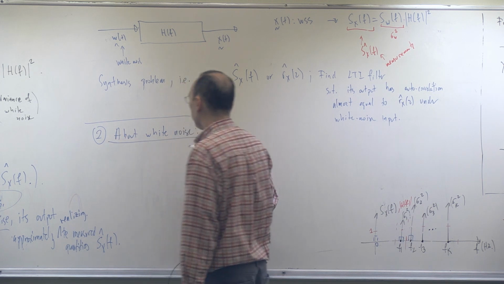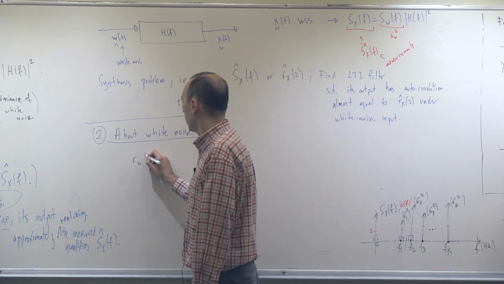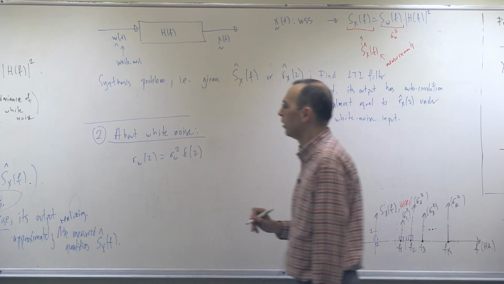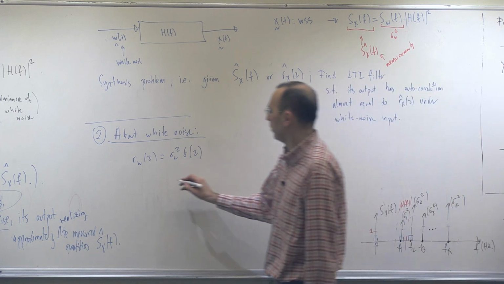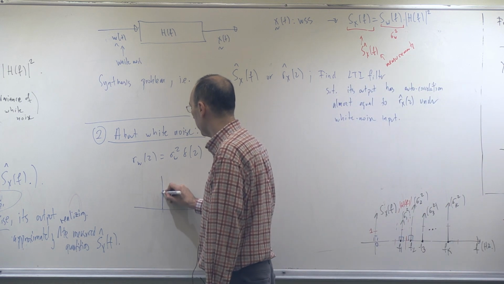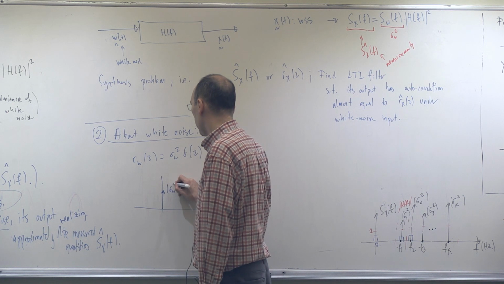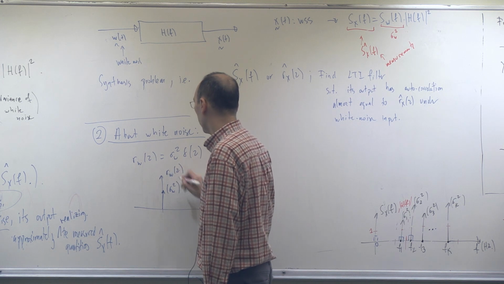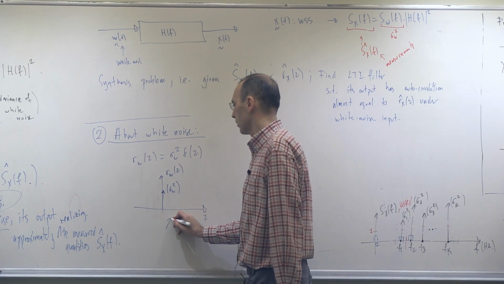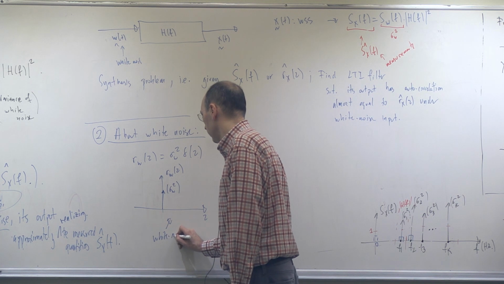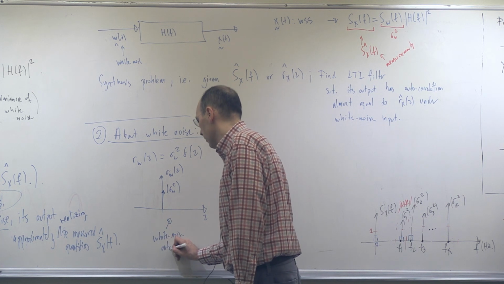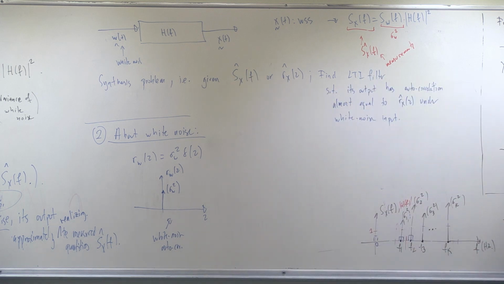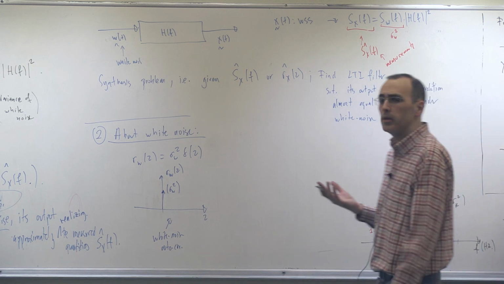Now, you didn't ask me why we call this white. Do you remember? If I have impulsive autocorrelation over here, this is white noise autocorrelation. I was expecting someone to ask me this, but no one has asked me why this is called white, and what is white about this.